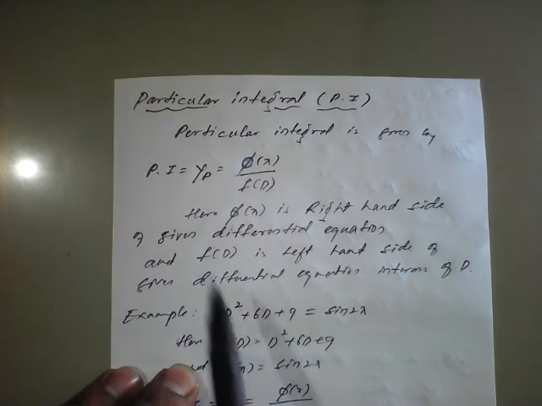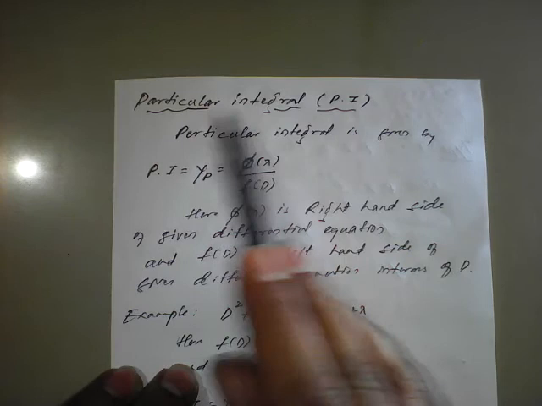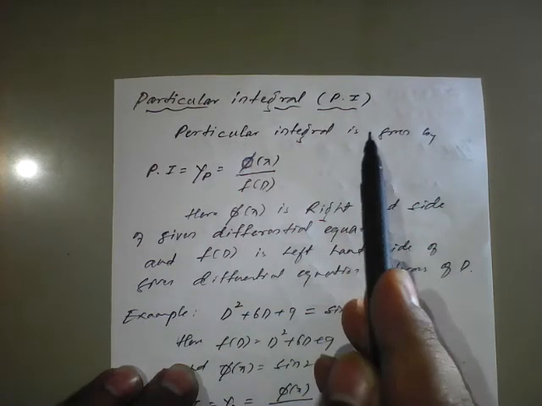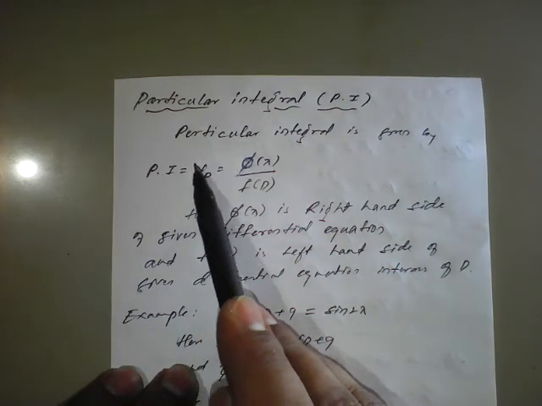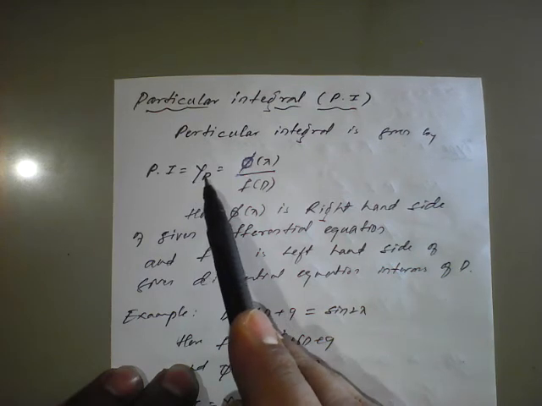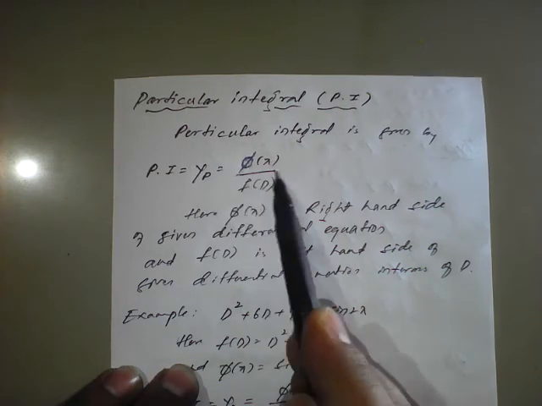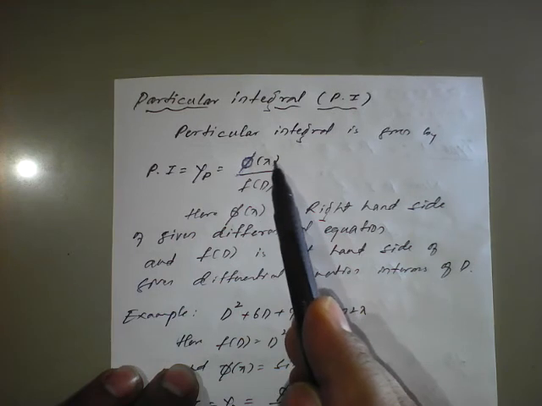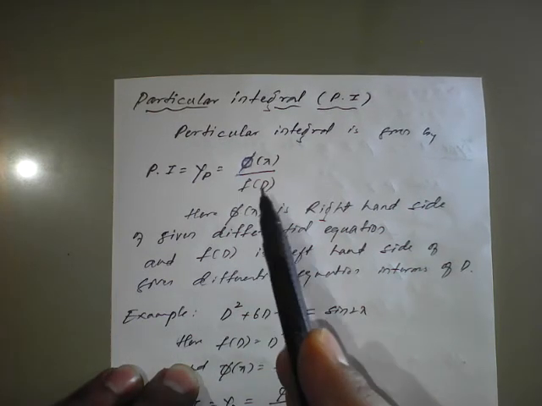Now the next concept is the particular integral, which we call PI in short. The particular integral is given by PI, or we also call it yp, where p is small, equal to phi of x divided by f of D. This phi of x is nothing but the right hand side of the differential equation, and f of D is nothing but the left hand side of your equation in terms of D.